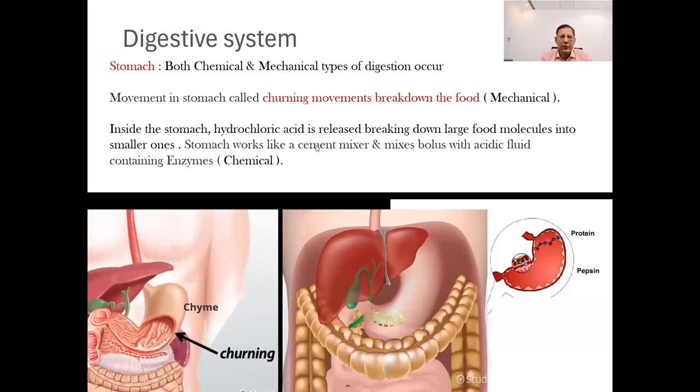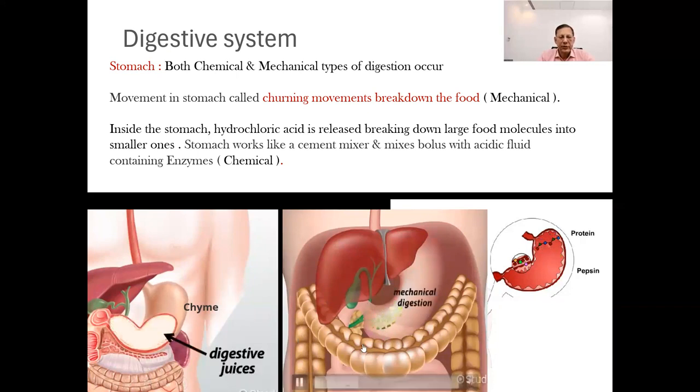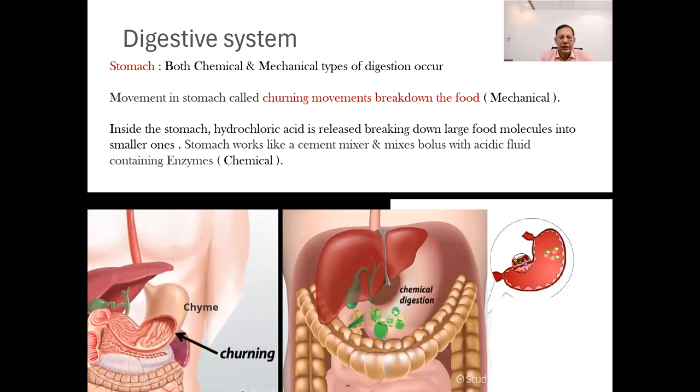stomach. In the stomach, both chemical and mechanical types of digestion occur. After swallowing, the bolus enters the stomach and helps the process of food digestion in the digestive system. The first thing the stomach does is churn the food, ensuring that the food particles are thoroughly exposed to the digestive enzymes and acid, hydrochloric acid, present within the stomach.